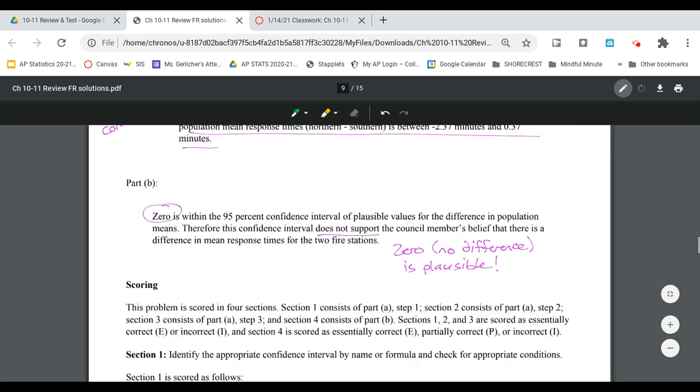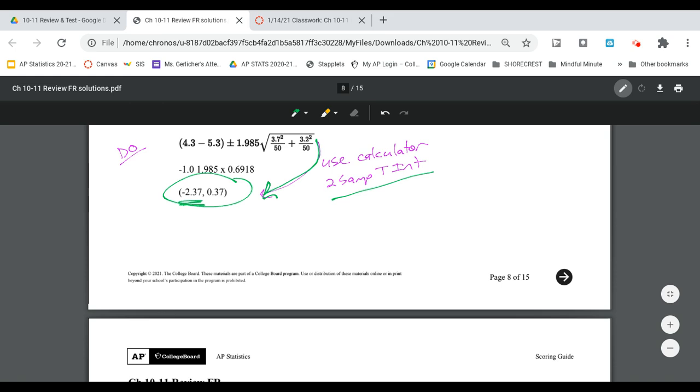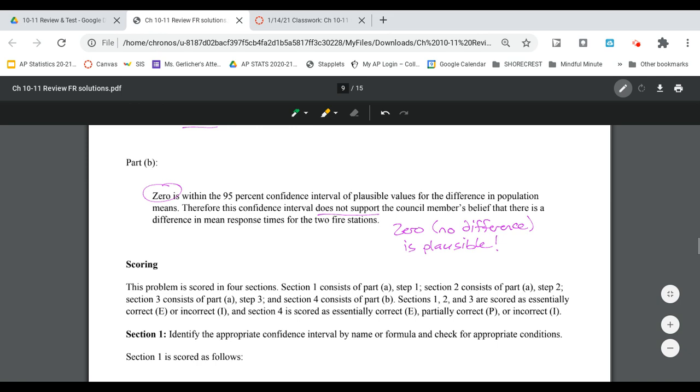Okay, and then for part B, they said that their theory was that there was no difference between them. Or no, that there is a difference. Their theory was that there is a difference between them. But the fact is 0 is inside of our confidence interval. Our confidence interval went from a negative number to a positive number. So it includes 0, which means 0 is a plausible value, which means it's plausible that there is no difference. So we have not found support for that council member's belief. We do not have evidence that there is a difference between them because 0 is possible. Okay, so that's the basics.